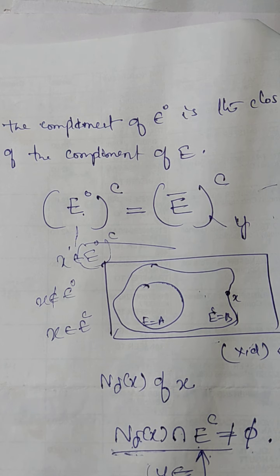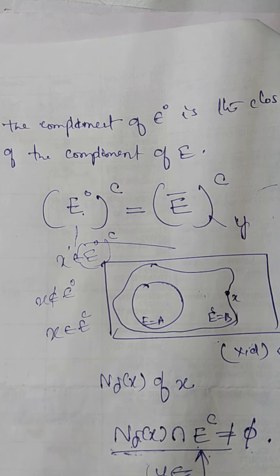Now one more concept, about the interior of E1. If there are two sets, E1 and E2, subsets of Rn, then we can write interior of E1 intersection E2 equals interior of E1 intersection interior of E2. And also interior of E1 union interior of E2 is a subset of interior of E1 union E2. You can follow from the textbook.